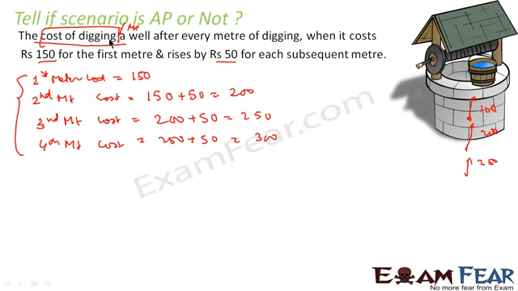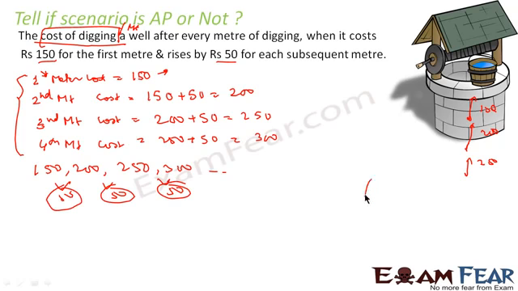So for the first meter the cost is 150, for the second meter 200, for the third meter 250, and so on. So if you write the series, it becomes 150, 200, 250, 300 and so on. Correct? Now I find the difference. This is 50, this is 50, this is 50. Since the difference is constant, I can say that this is AP.